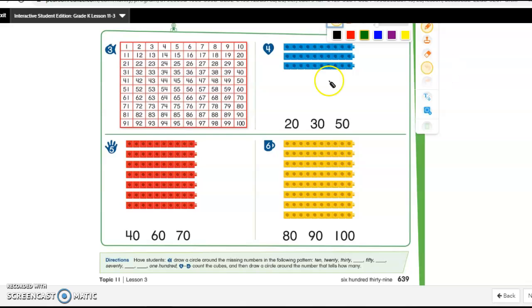So how many blue cubes do we have, ladies and gentlemen? 10, 20, 30. Good. Now look at the red cubes. You count up the red cubes. I'll count to 10. Okay, you should be done. Let's check it. 10, 20, 30, 40, 50, 60, 70. There you go. All right, try the yellows.